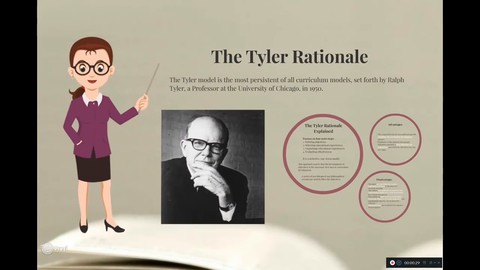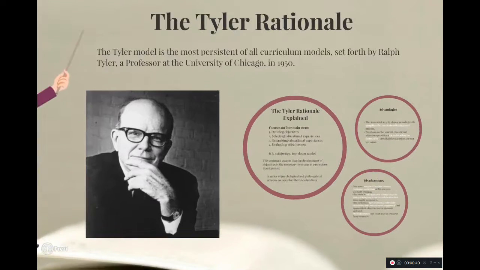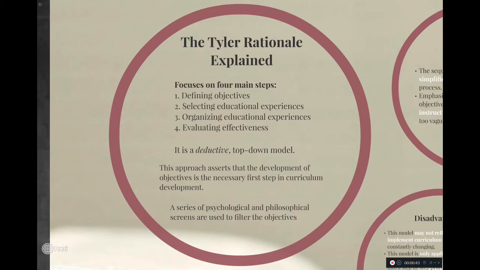The Tyler model is the most persistent of all curriculum models, set forth by Ralph Tyler, a professor at the University of Chicago in 1950. Tyler's rationale emphasizes 4 steps integral to the curriculum development process. 1. Defining objectives. What educational purposes should the school seek to obtain?